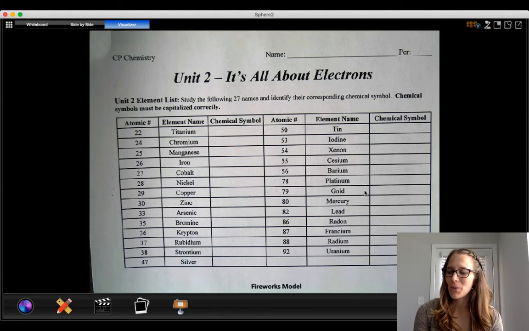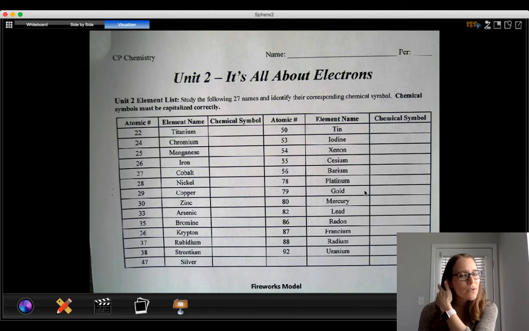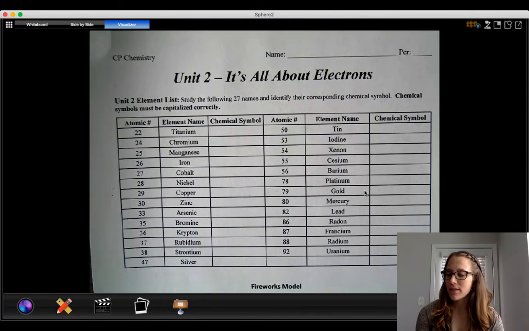Welcome back to Unit 2 this time. So Unit 2 is all about electrons. So that's the focus of this unit.